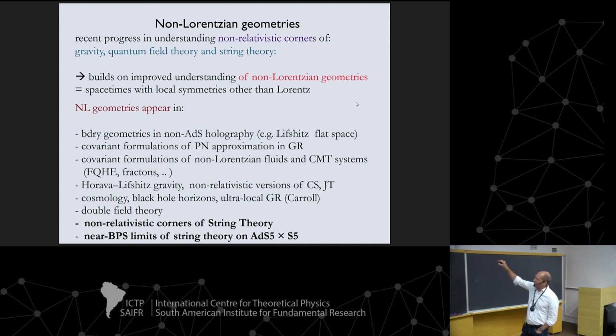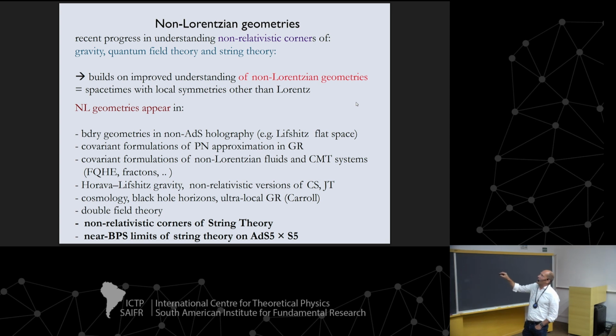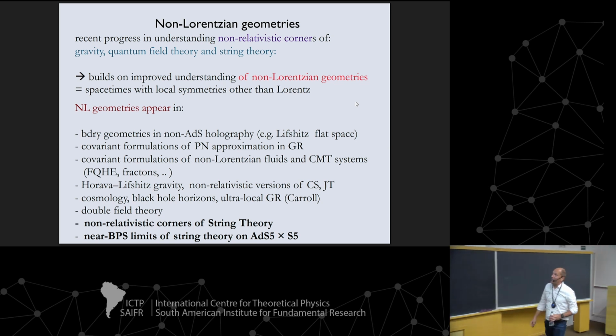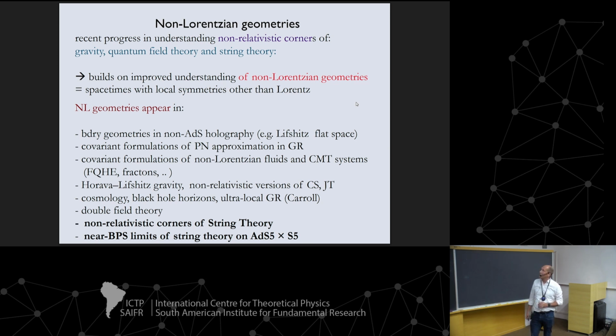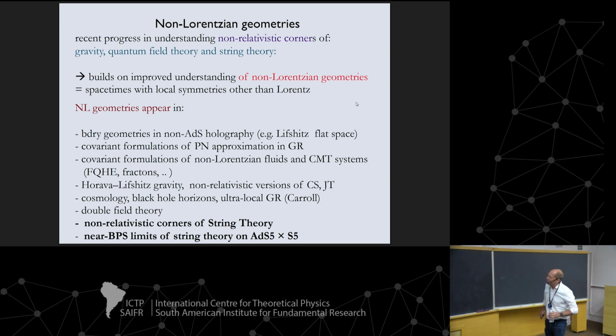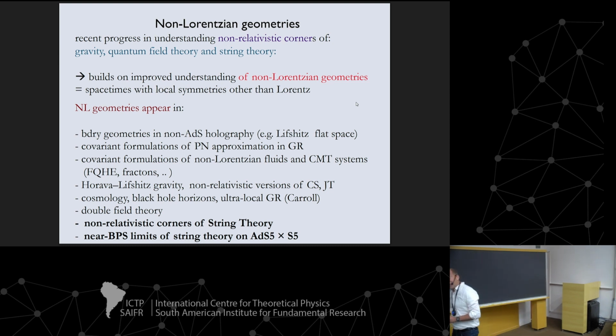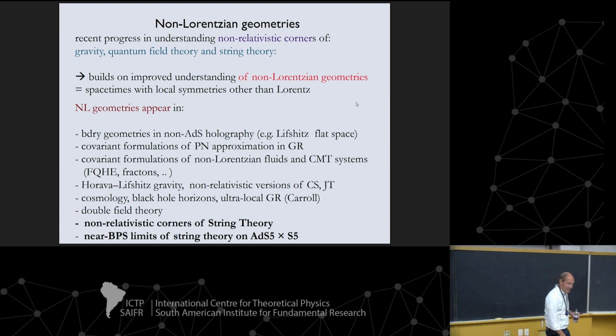I'm definitely not going to talk about all of them. The focus of this talk is the last two applications, but just to put it in a slightly larger perspective, they have been seen as boundary geometries in non-AdS holography, for example, Lifshitz spaces. They appear in covariant formulations of post-Newtonian approximations in GR. They have also played a quite useful role in covariant formulations of non-Lorentzian fluids and condensed matter systems, and one of the originators of that, Dam Son, is in the room here. Looking at the title, we might see some more about that in his talk. Very recently, such non-Lorentzian geometries also play a role in formulating fracton hydrodynamics.